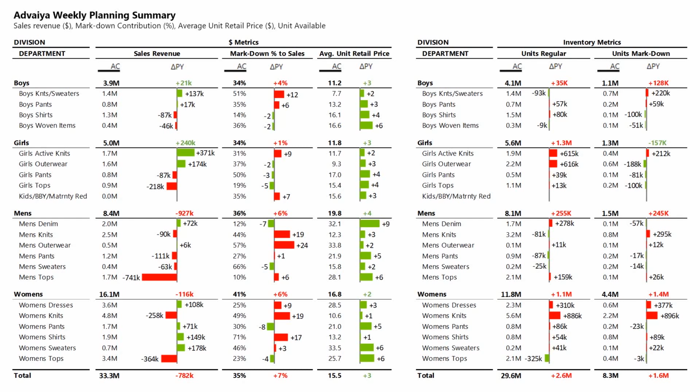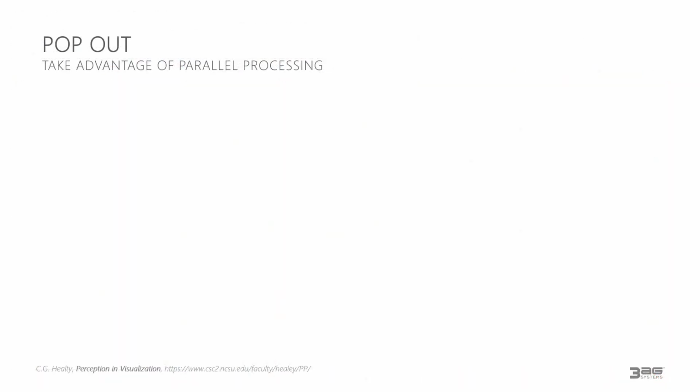Immediately your eyes get drawn to men's tops because it's down 740,000 K this year versus last year, and women's tops is also down by quite a bit. Whereas in the original dashboard, you're going to have to do a lot of drill downs and filtering to be able to see this insight.